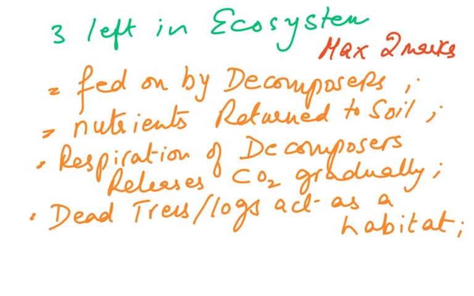So looking at the third heading, is left in the ecosystem. You cut down the trees and you leave them in the ecosystem. Now, maximum you're going to get 2 marks. If you wrote all these 4 points, I'm not going to give you 4 marks. So the trees will be fed on by the decomposers, the nutrients will be returned to the soil, then the respiration of decomposers will release the carbon dioxide gradually, and the dead tree or the log can act as a habitat. So lots of points.